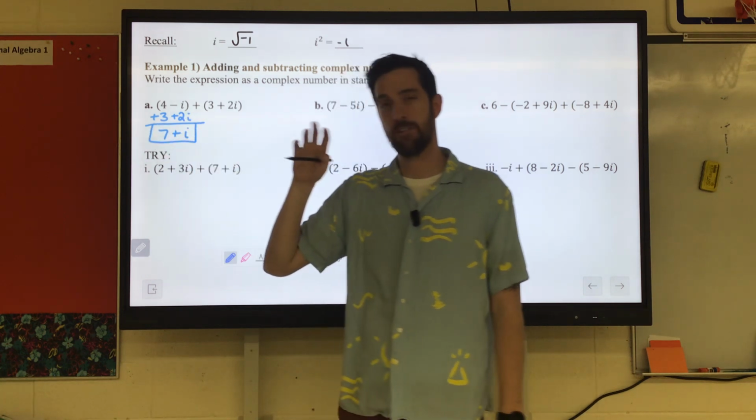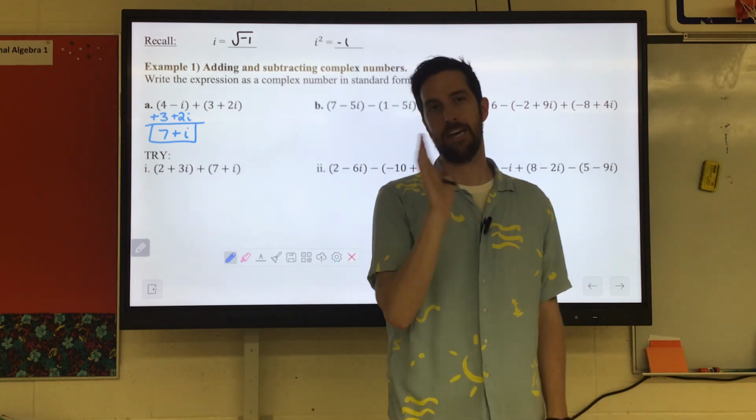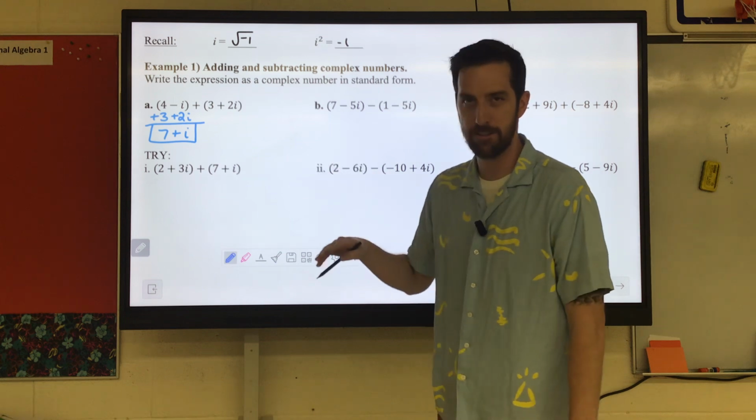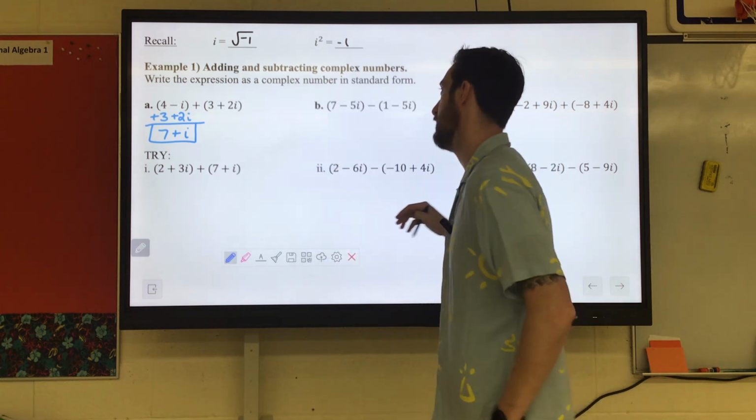Now remember, when you're using i's, they have to hang off at the end. The imaginary numbers hang off at the end. So you wouldn't write i plus 7. You make it 7 plus i.